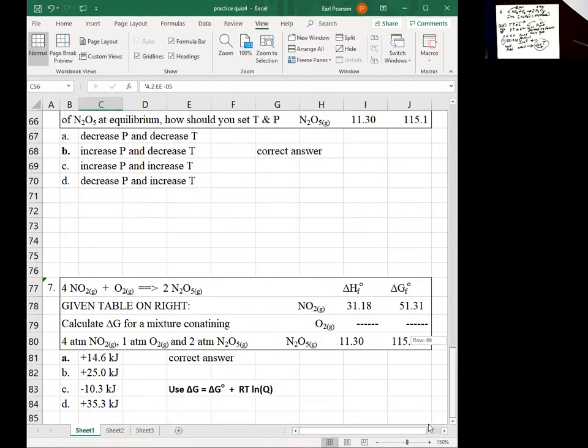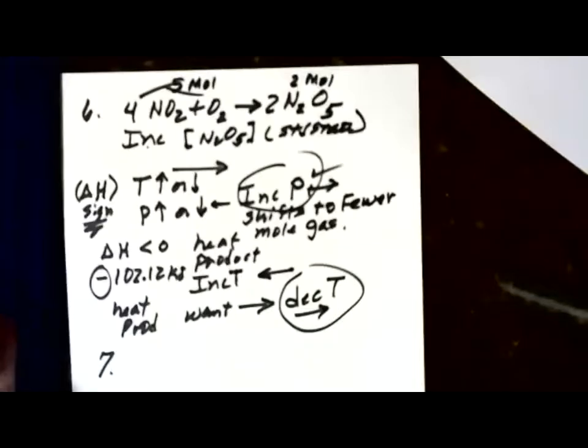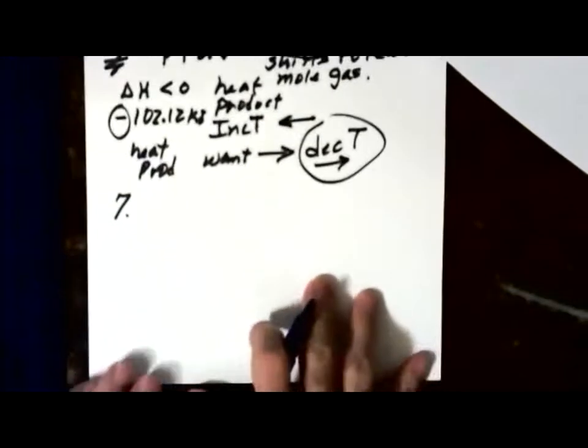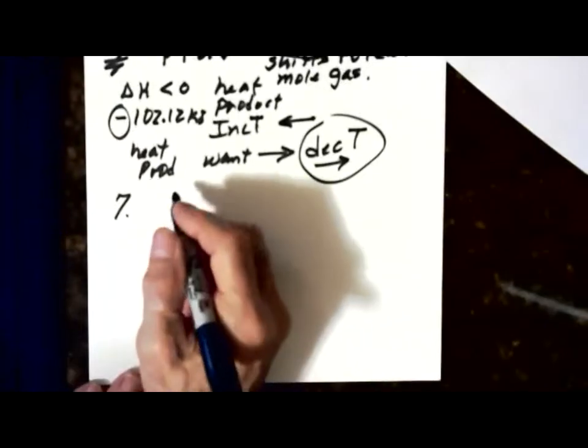Okay, now we're ready to do number 7 on here. Number 7 is, we got the same table, calculate delta G for a different mixture. So 4 atmospheres of NO2, 1 atmosphere of O2, and 2 atmospheres of N2O5. So let's get back where you can see my pad, and maybe I'll have room down here to work it. Okay, so here we go.